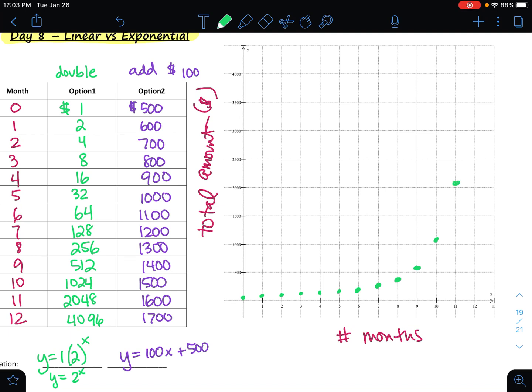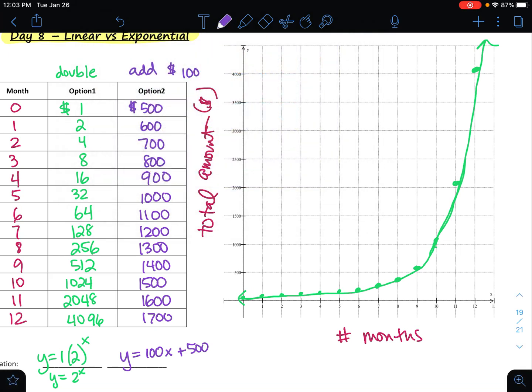11 is 2,048, so a little bit above 2,000. And then 12 is a little bit above 4,000. So way up here. All right, so remember, we kind of are hovering here, and then we jump really fast.